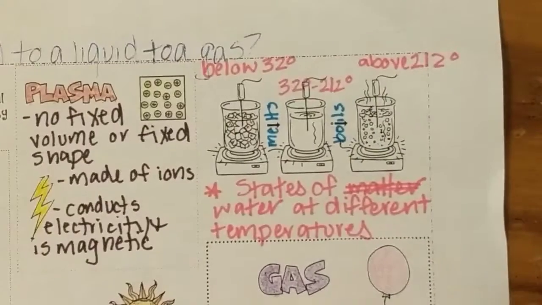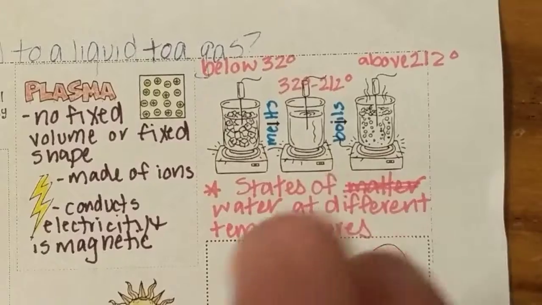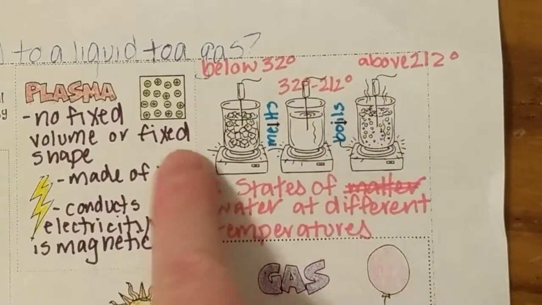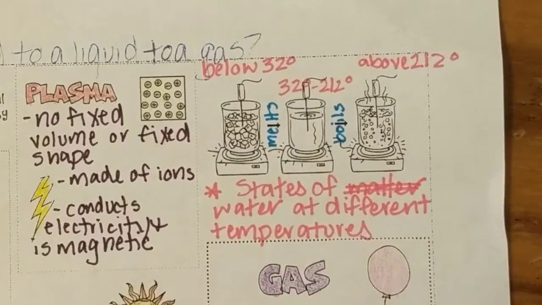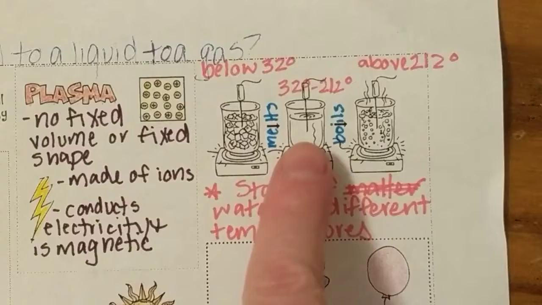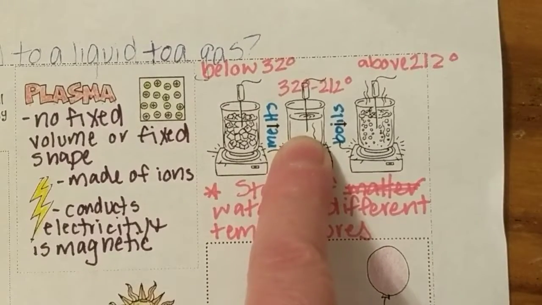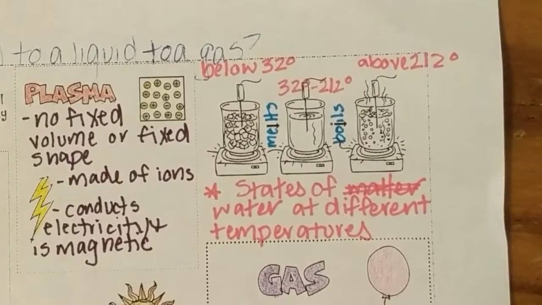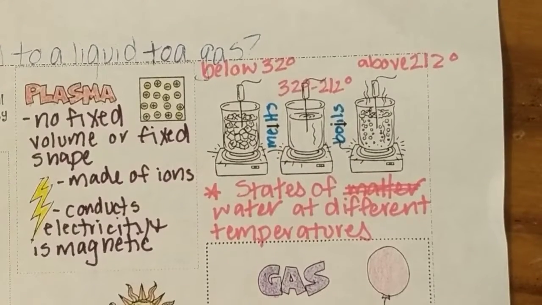All right, last but not least, we are going to look here, and it's just showing you how we move from one state to the next. So this is states of matter with water at different temperatures. We go from ice at below 32 degrees to liquid water from 32 degrees to 212 degrees, and finally above 212 degrees, we boil.